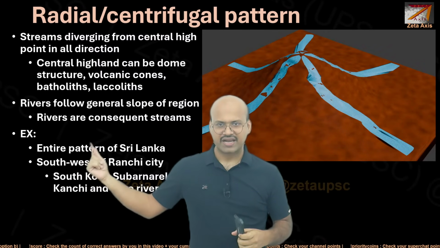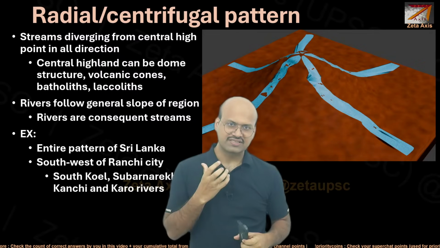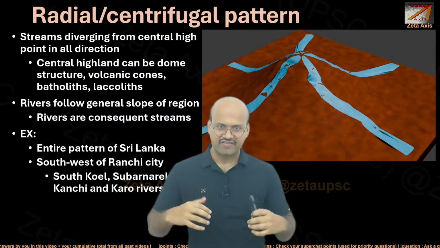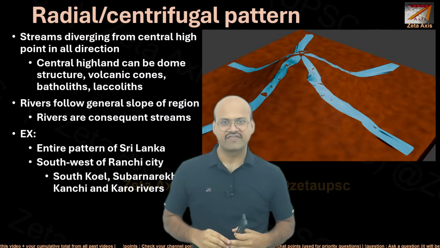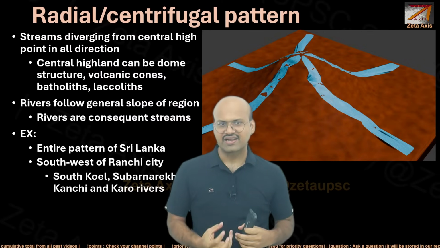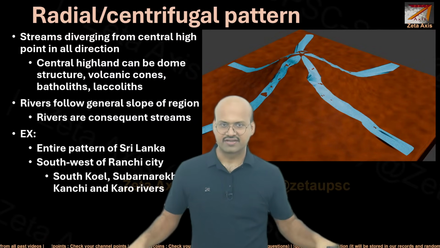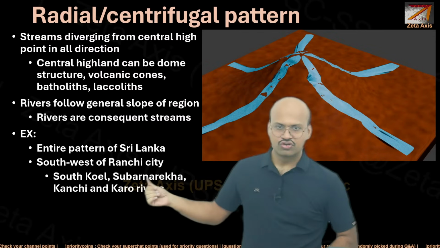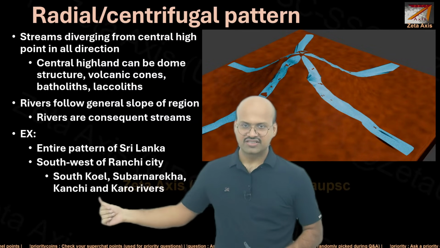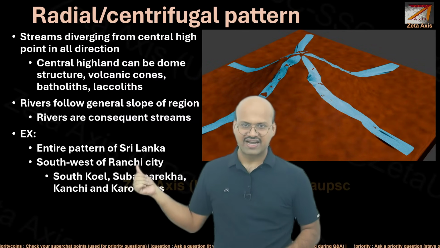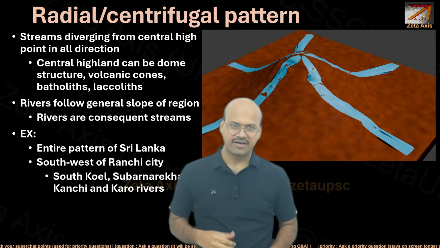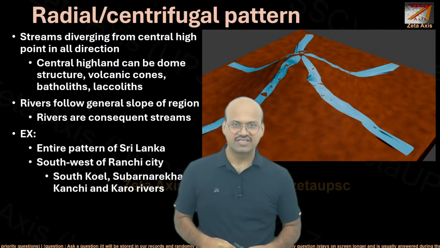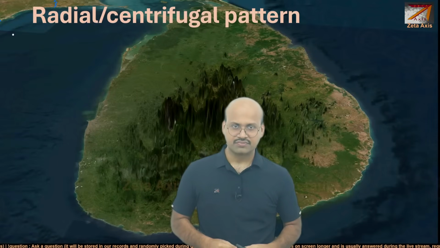An example is the entire pattern of Sri Lanka. So if you see the Sri Lankan island, which you will see in the next slide, most of the rivers here have a radial pattern because there are central highlands which descend in altitude in all directions. Then we have South Koel River, Subarnarekha, Kanchi and Karo rivers southwest of Ranchi city. So even in the Chota Nagpur plateau, you will see that there are regions which have this centrifugal pattern.